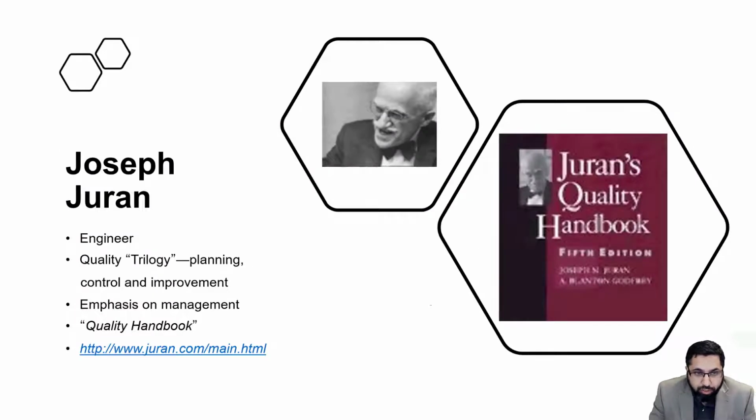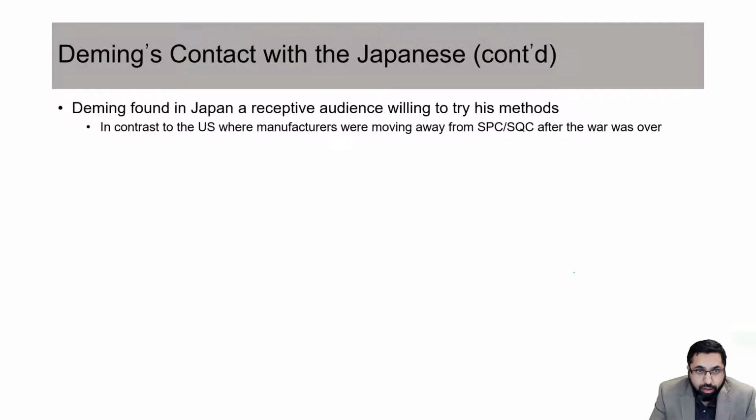Joseph Juran was an engineer. This is a picture of one of his books, and his popular book was Juran's Quality Handbook. So he also had good ideas extending the work of Shewhart. Deming found a receptive audience willing to try his methods in Japan.